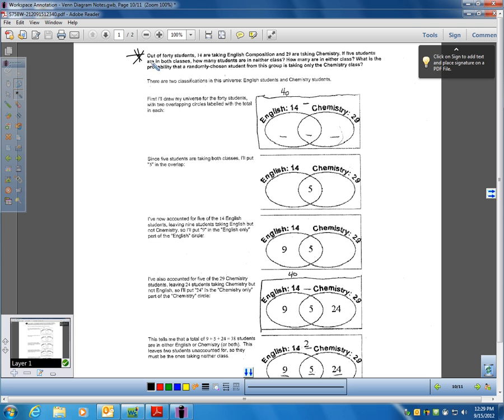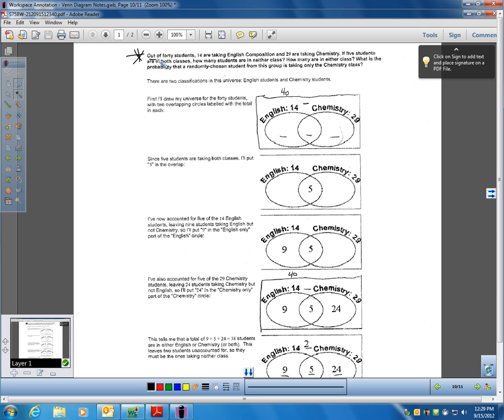So let's read it first. Out of 40 students, 14 are taking English composition, 29 are taking chemistry. If 5 students are in both classes, how many students are in neither class? How many are in either class? What is the probability that a randomly chosen student from this group is taking only chemistry class? Okay, so there's a ton of information there. We need to break this down, or you might be like, holy smokes, I'm overwhelmed already. I can't do it. All right, so let's start here.